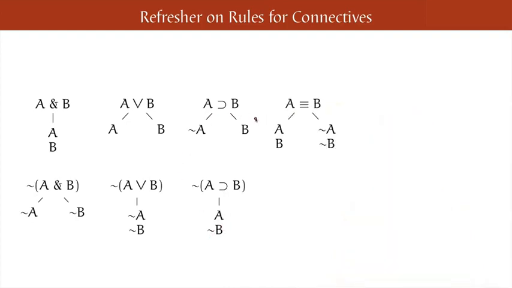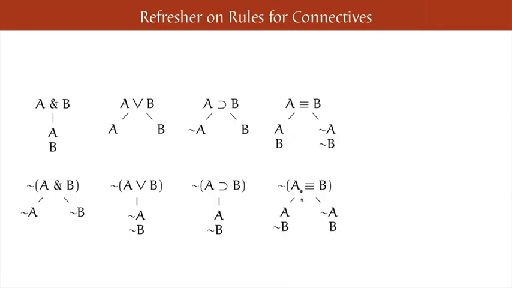Now for a biconditional, the structure of this rule is slightly different. If A if and only if B is true, then A and B have the same truth values. It follows that either A and B are true, that's the left branch, or not A and not B are true, that's the right branch. So we've got two branches, one with A and B, and the other with not A and not B.